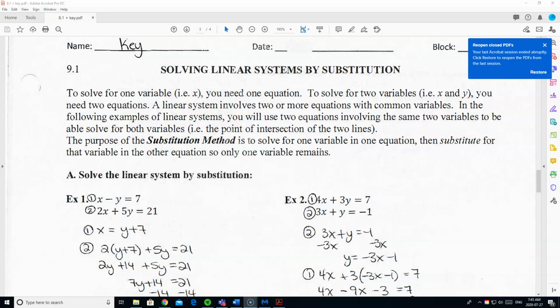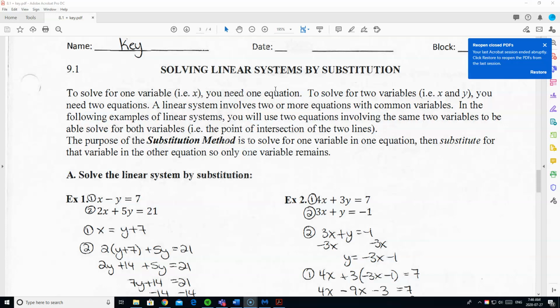Let's read this little paragraph here first. To solve for one variable, for example x, you need one equation. You've seen this and done it since elementary school, in grade 8. You know the rules for isolating a variable: whatever you do to one side of the equal sign, you have to do to the other. The opposite of multiplying is dividing, the opposite of adding, subtracting. And you just move everything to one side and the variable onto the other, and you solve for it.